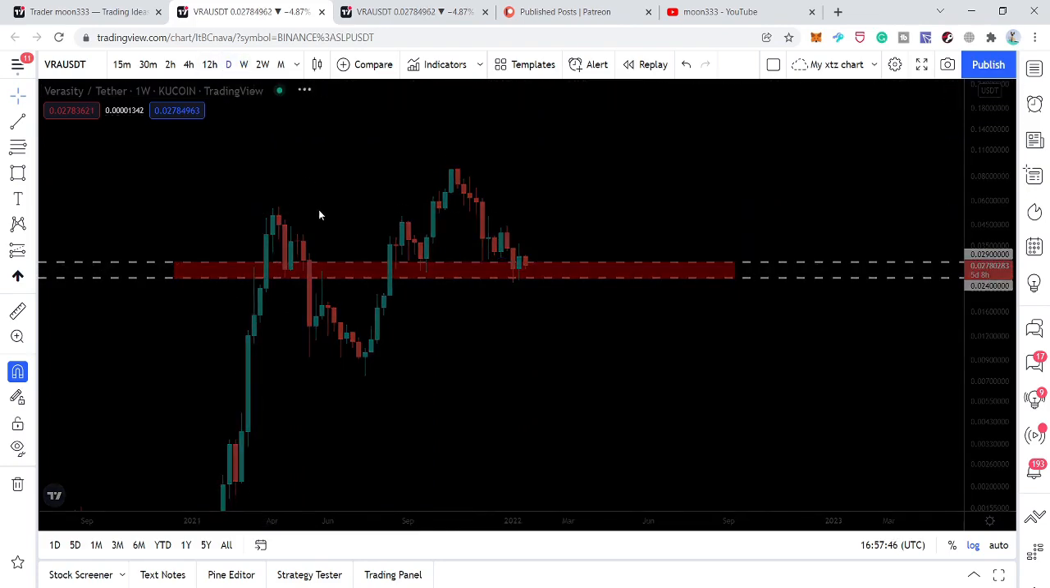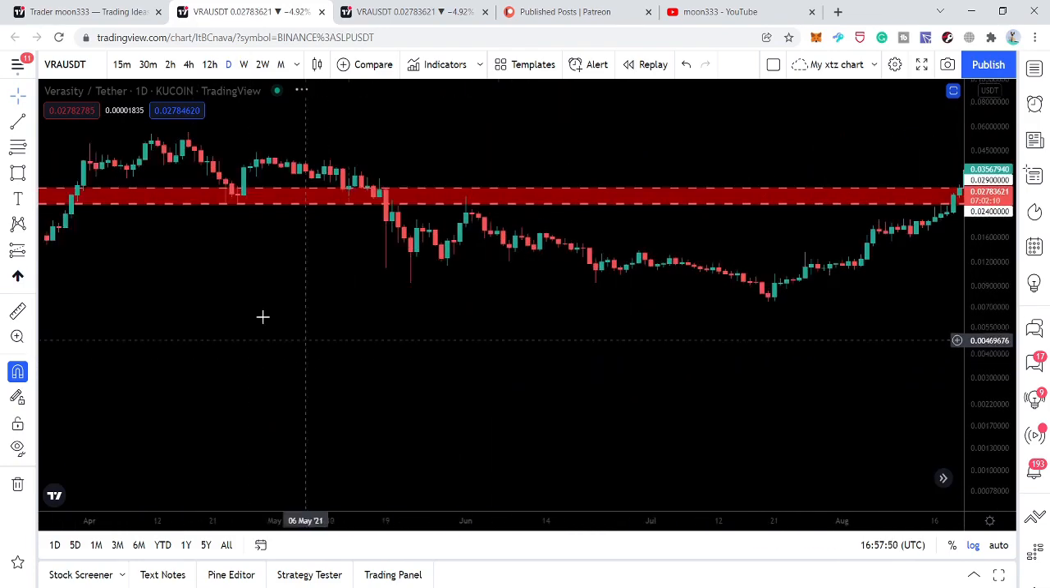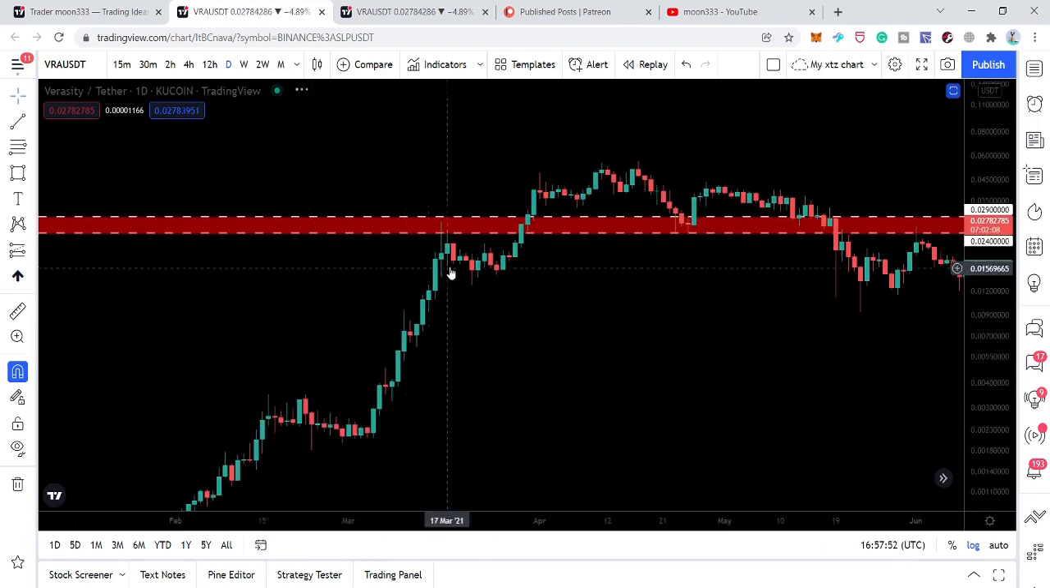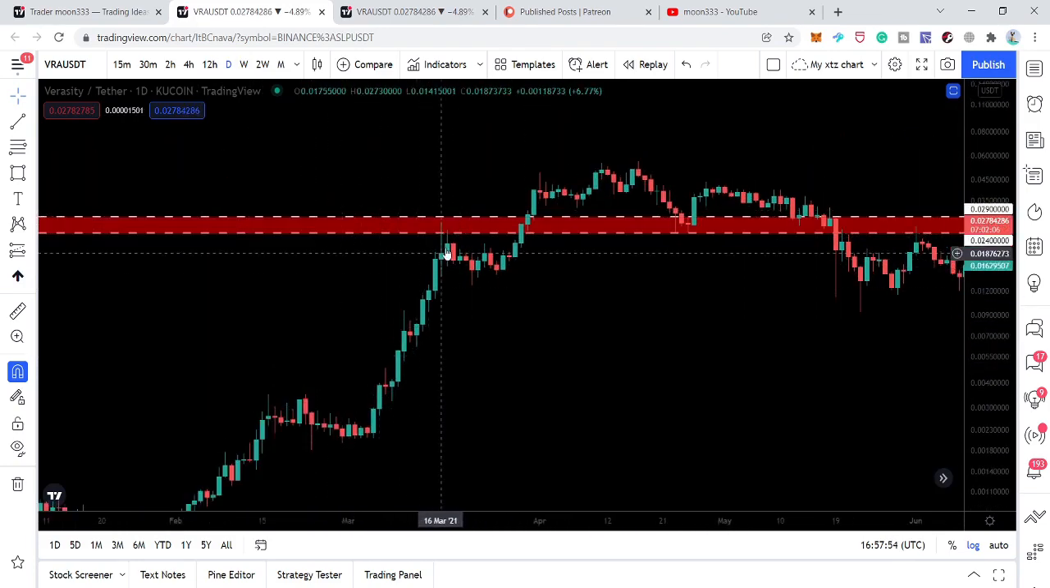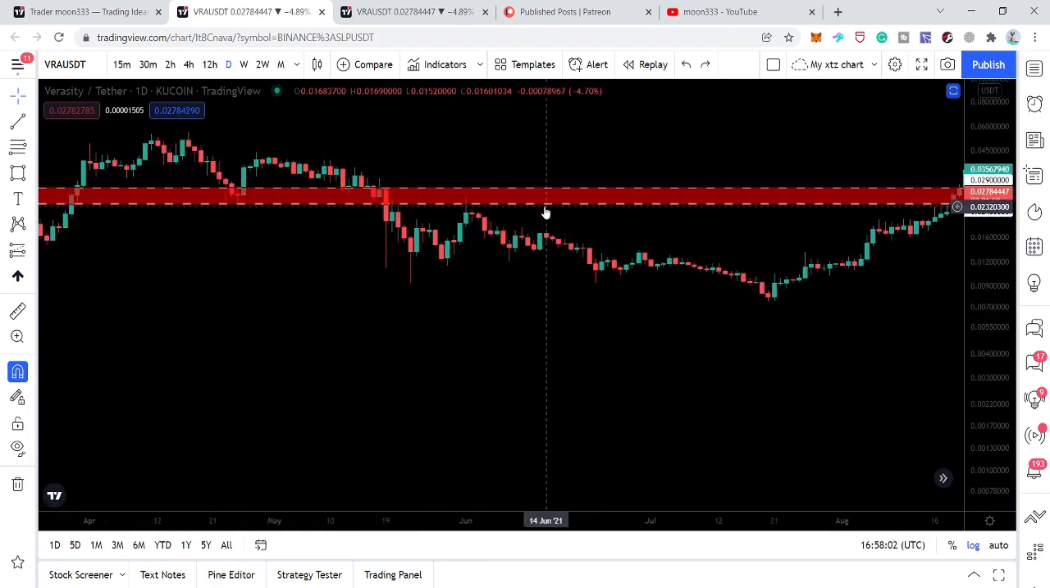If I switch to the daily time frame chart, then in the month of March 2021 this rejection can be seen. Clearly, we had a very nice rally, but the price line was rejected and accumulated here before the next move and broke out. Now let's move back to the weekly time frame again.